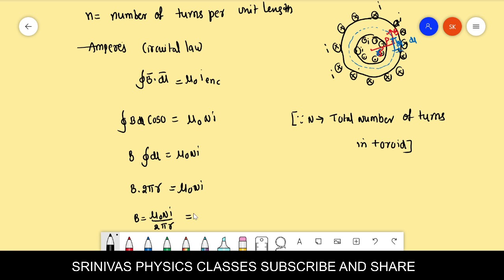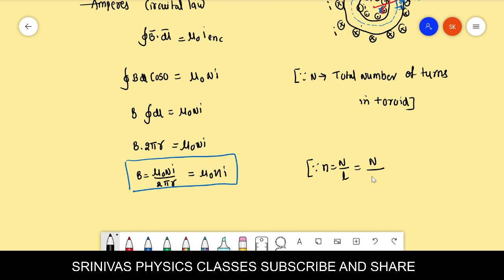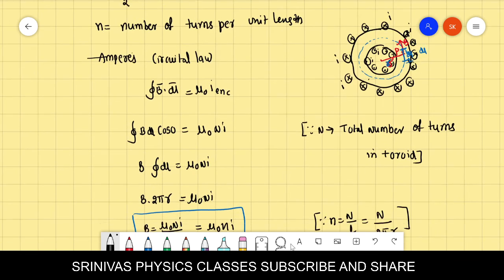But note one thing: 2 pi r is a length, is it right? N by L is the number of turns per unit length. We can also write it as mu naught n I, because small n is the number of turns per unit length. The length of this toroid, which is in circle shape, we write as 2 pi r. That's why N by 2 pi r we write as small n. Small n is the number of turns per unit length. Capital N is the total number of turns. Clear, students? Five more minutes are required to close this topic.